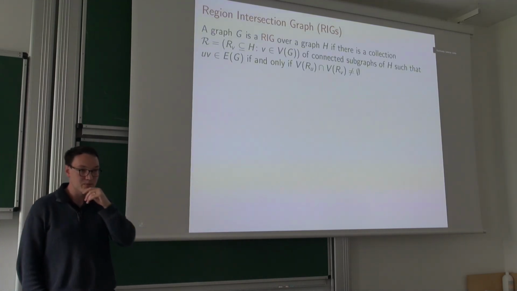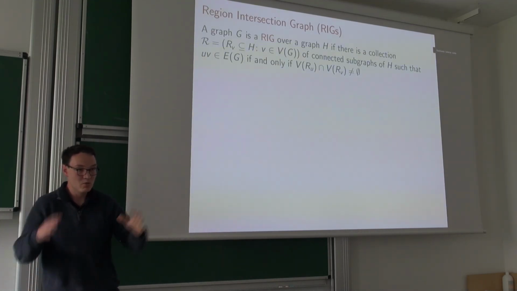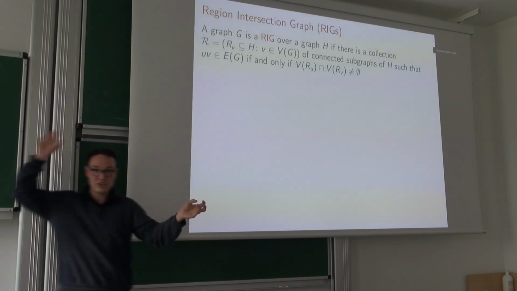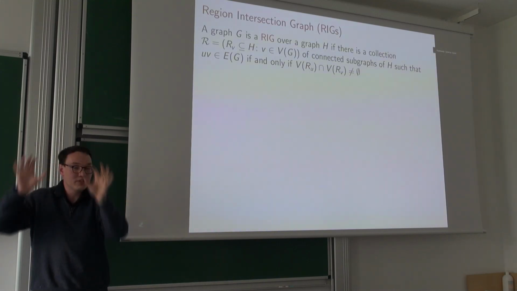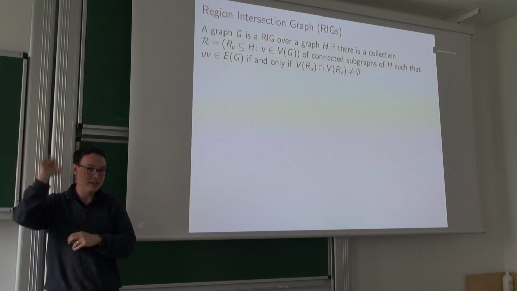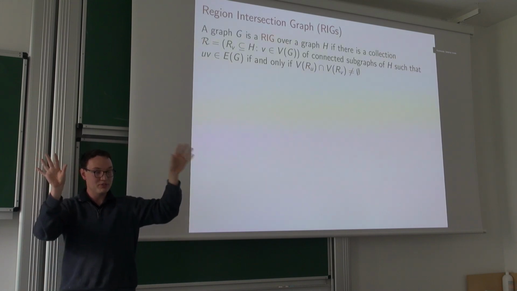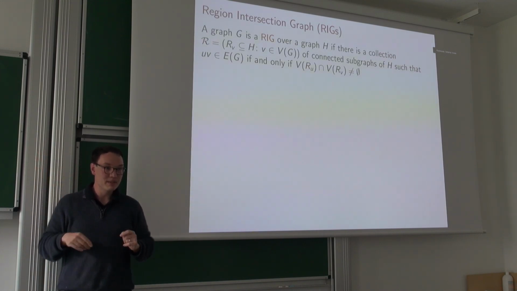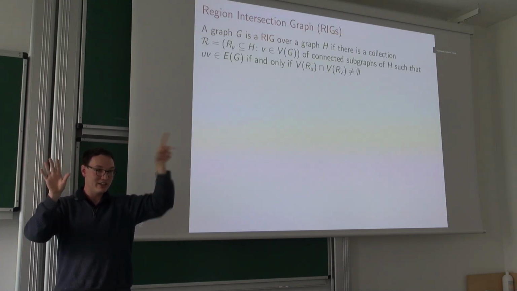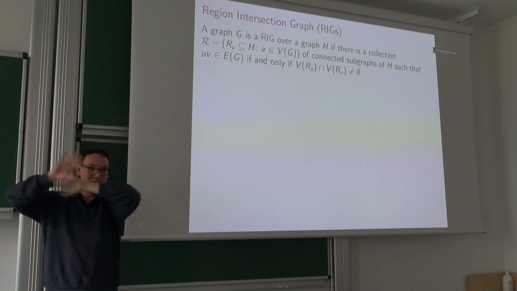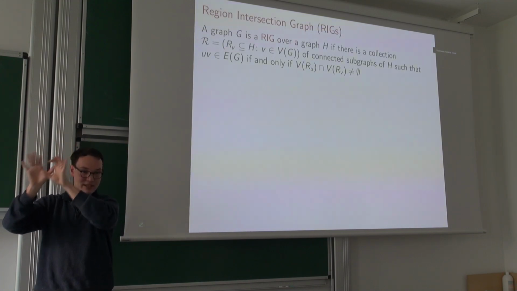So what is a region intersection graph? We say a graph G is a region intersection graph over a graph H if there is a collection of connected subgraphs in H that correspond to the vertices of G, such that two vertices are adjacent in G if their corresponding connected subgraphs overlap in H.